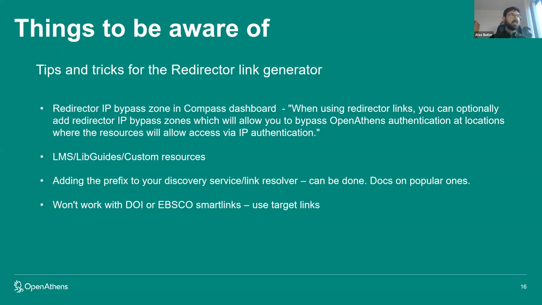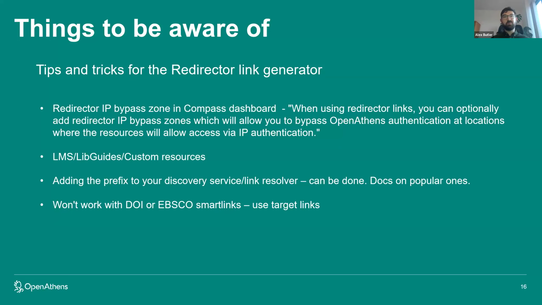A bit of a chunky bit of text here, but the redirector IP bypass zone, catchy title. Essentially, you can add specific IP ranges to what we call our bypass zone. That's going to allow the redirector to bypass any authentication at locations where your resources allow IP authentication.